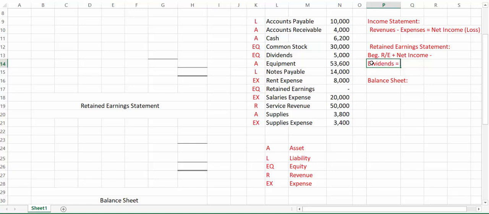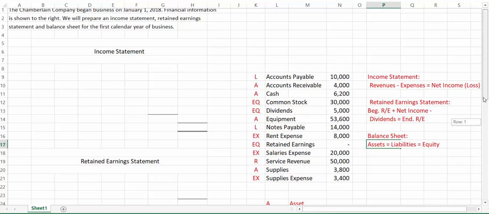And that gives us ending retained earnings. Okay, that's our retained earnings statement. And then finally, we have our balance sheet. And on our balance sheet, we see what we sometimes call the accounting equation: assets equal liabilities plus equity. In our case, we have a corporation. We have common stock, so our equity is going to be stockholders' equity. You could be studying a sole proprietorship, in which case you'll have a different kind of equity. You'll have capital.